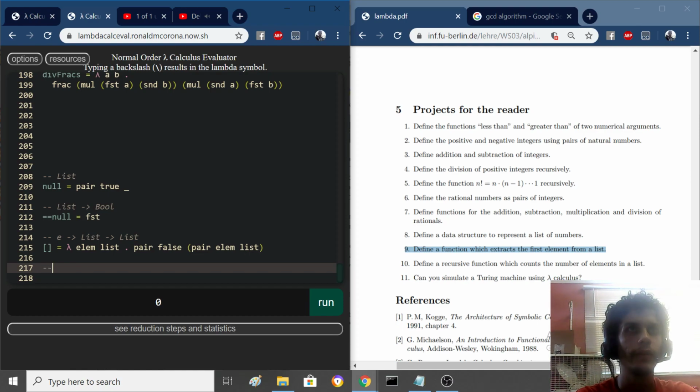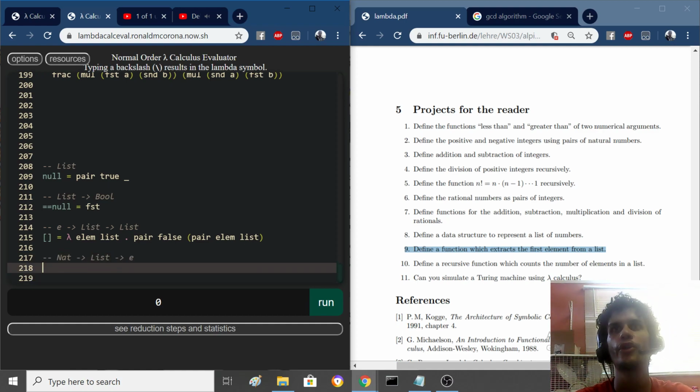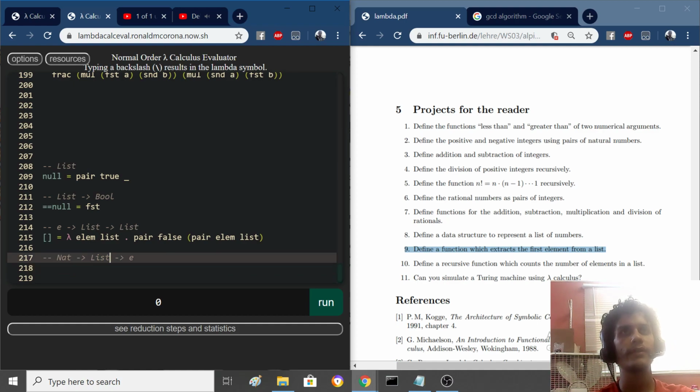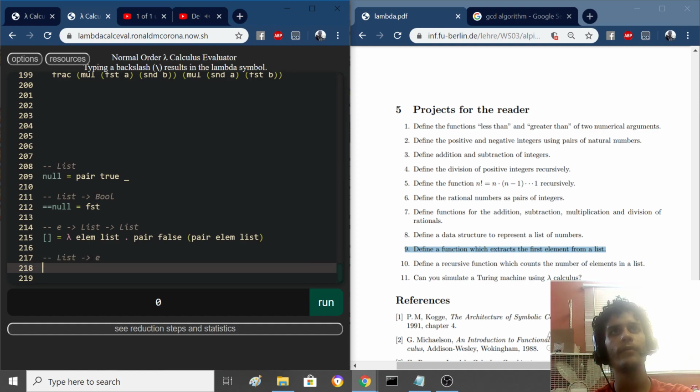Okay, now we want a function that takes a list. Actually, it takes a number first, right? A natural number, and a list, and it gives us some expression, some term. Wait, not yet. I got confused. I was thinking I should do element at. No, we just want the first element of the list. So this would be called head, right? The head of the list, the first element of the list.